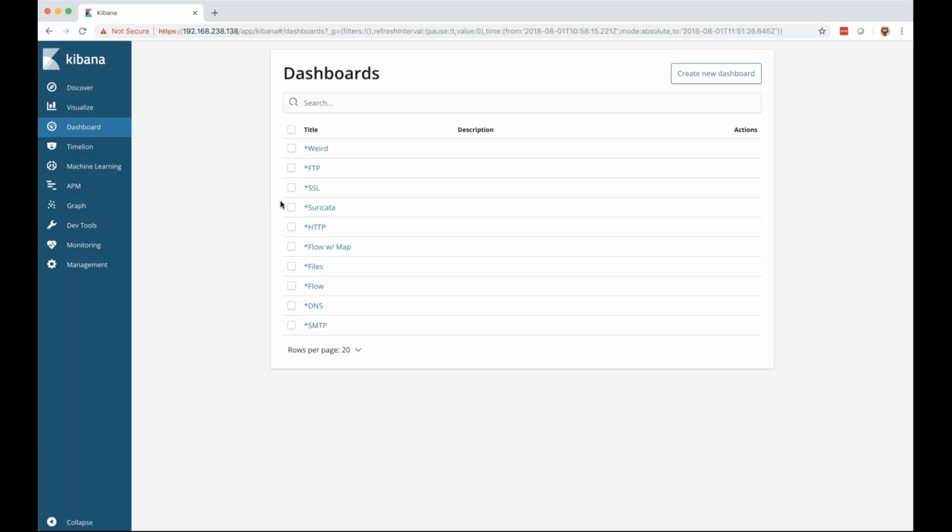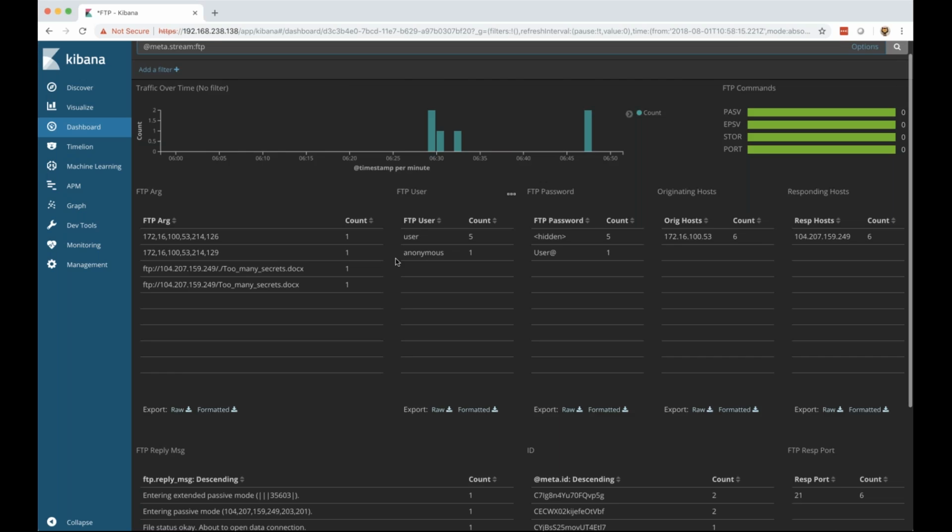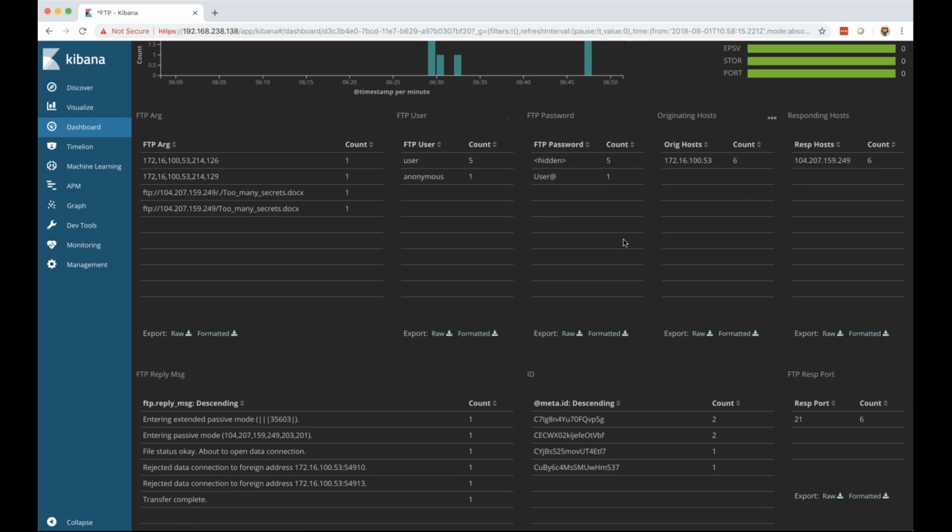And luckily we have an FTP dashboard. So we could go there and we could see some other interesting things about it. One of the things I can see is that my host originated it out, which means that it's not my FTP server. It's actually the adversary's FTP server.